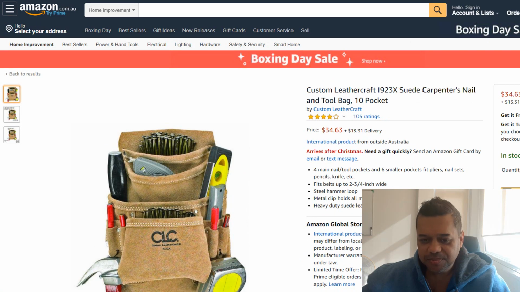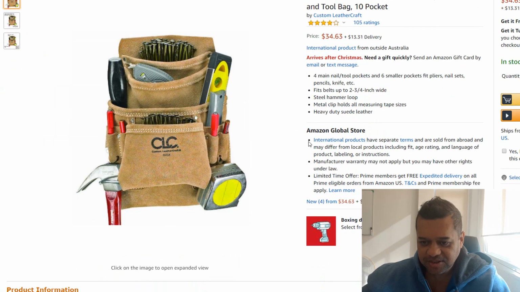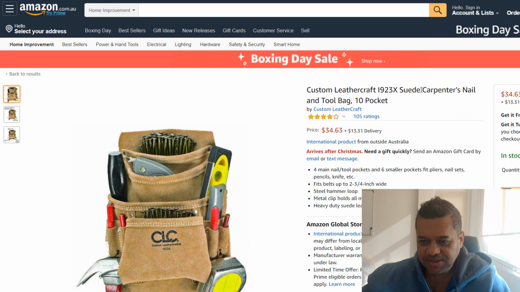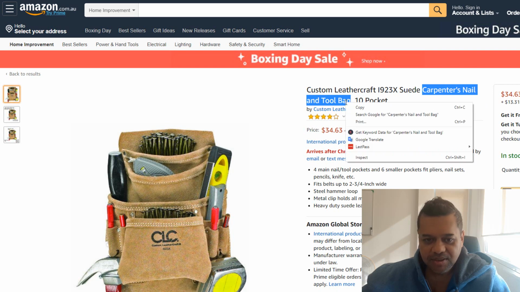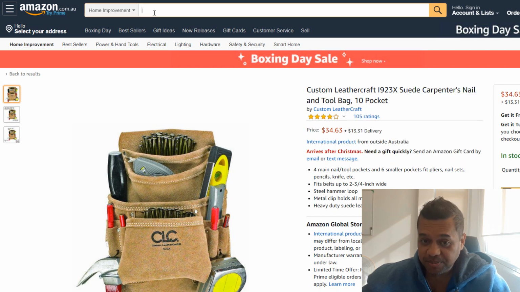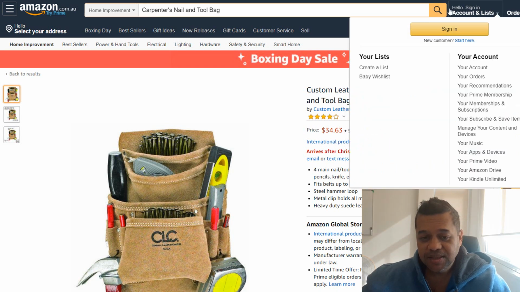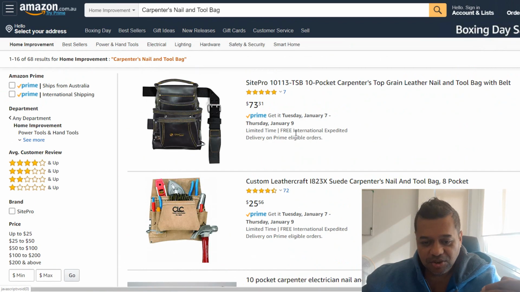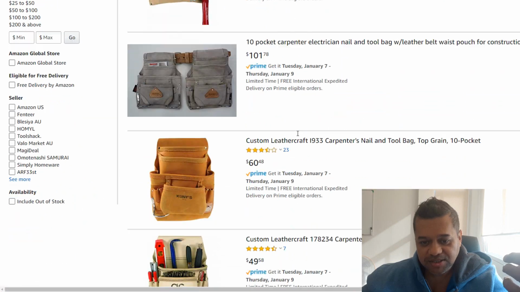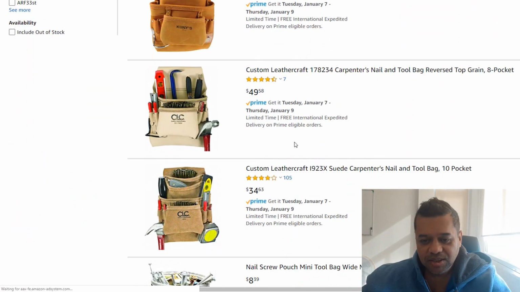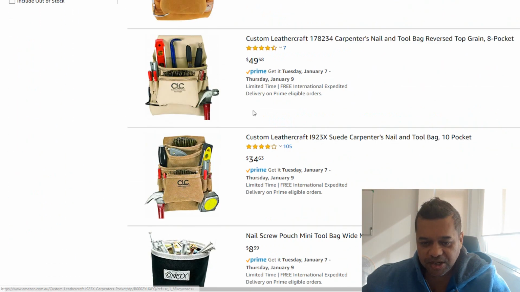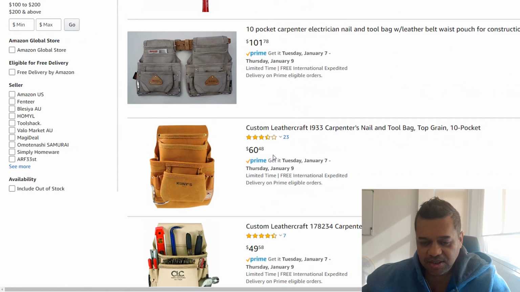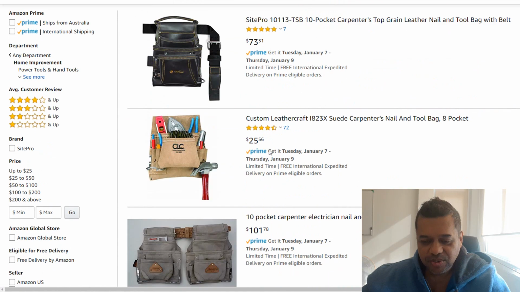So we look at the listing and we pick the keyword out. It's obviously carpenter's nail and tool bag, right? That is the main keyword. So we just then go back and type it in to the listing, and this will give us all the #1 listings for custom tool bag. So whenever we see these products and they're really high priced, this is what we want. Like $34, $49, $60, $100, $25.